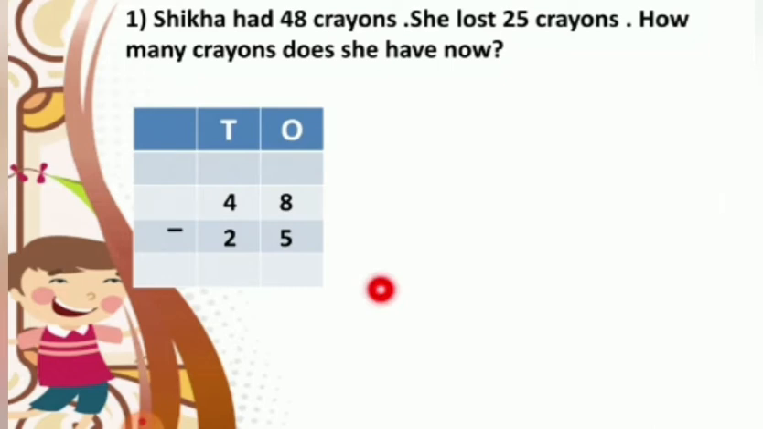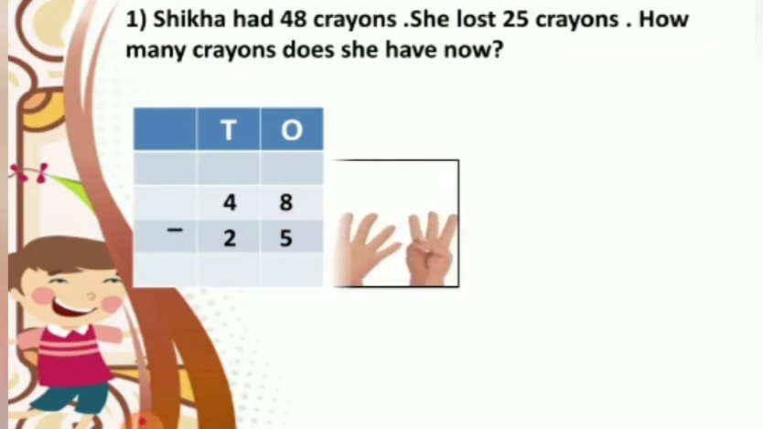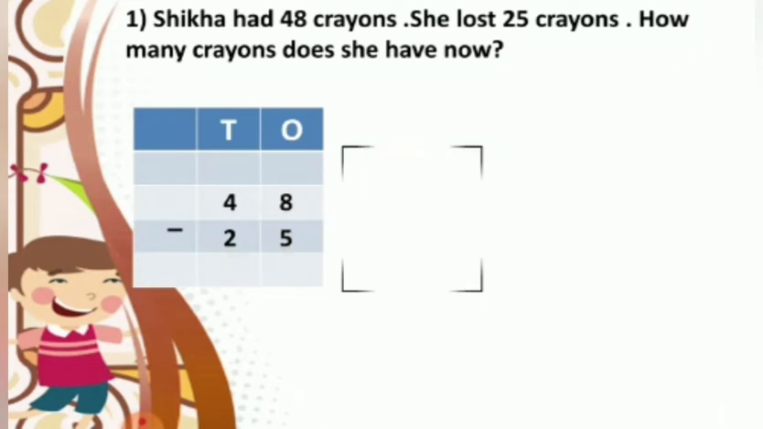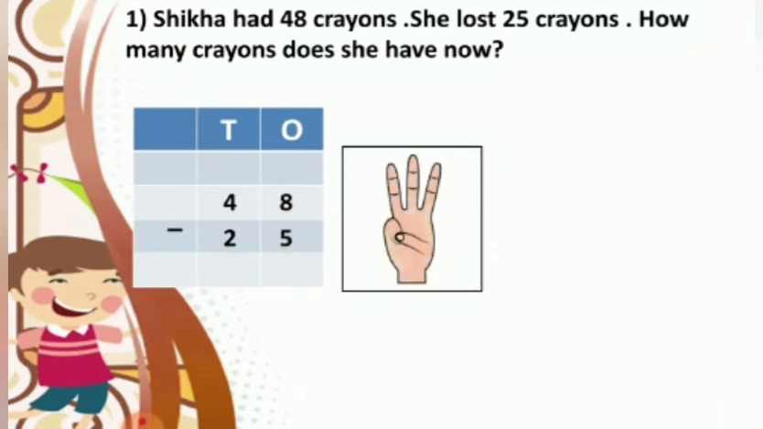Now we will start from ones column. So let us start. How many fingers we will open? 8. So open your 8 fingers. How many we will close? 5. So close your 5 fingers. How many are left? 3. So write 3. 8 minus 5. Your answer is 3. Now move to your tens column.